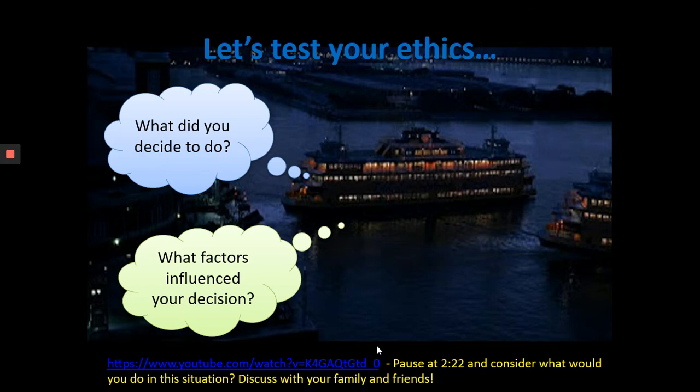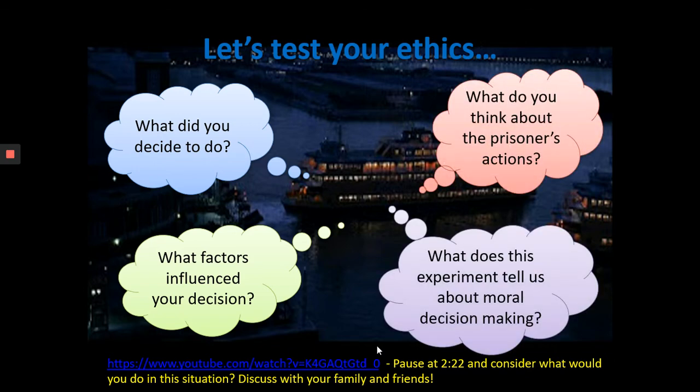And I think you might be surprised by what people might say. After you've discussed it and you've decided what you would do, I then want you to watch the rest of the clip and then consider, well, what do you think about the prisoner's actions and what does this experiment tell us about moral decision making? And hopefully you might realize that moral decision making isn't necessarily an easy task because it deals with a range of factors.